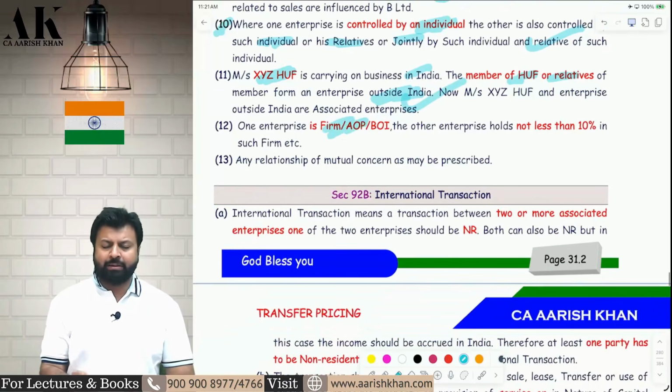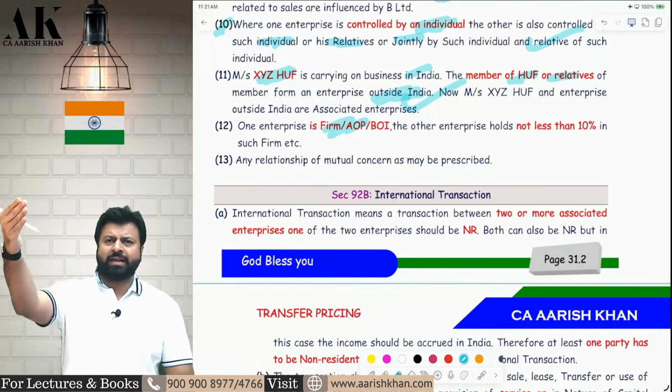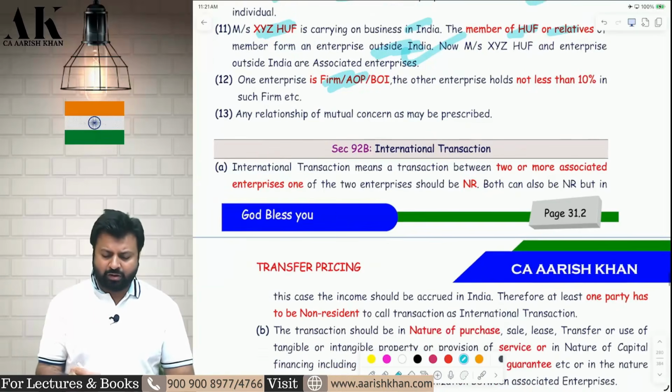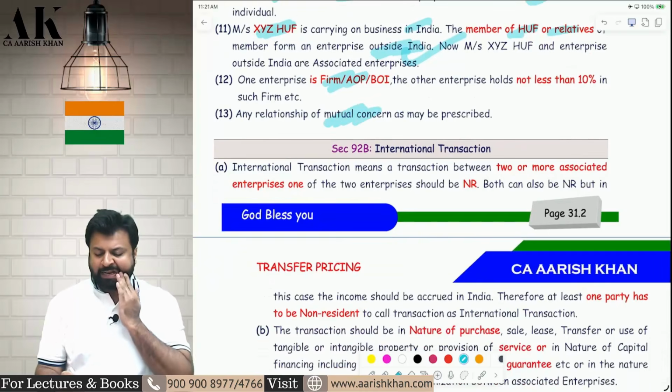And last but not least, I am a partnership firm, an AOP or BOI. If any person has 10% stake in my partnership firm or my AOP BOI, then that person and my firm will become associate enterprises. Just 10%: whoever holds 10% or more in my entity, that partner and my firm will become associate enterprises. And if CBDT wants, they may prescribe a few more cases.